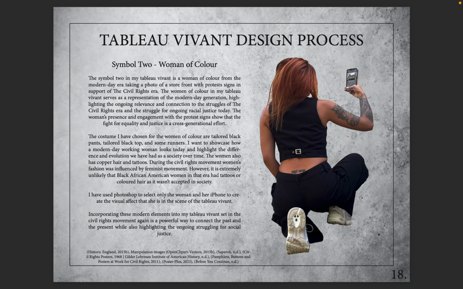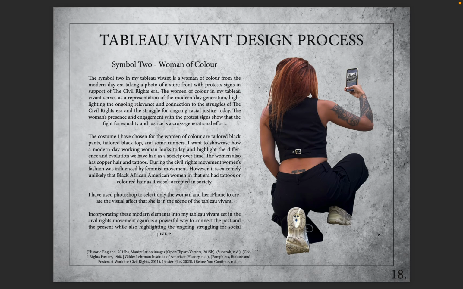The woman's presence and engagement with the protest signs show the fight for equality and justice is a cross-generational effort. The costume I have chosen for the woman of color is a tailored black pant, tailored black top, and some runners. I wanted to showcase how a modern day working woman looks today and highlight the difference and evolution we have had as a society over time. The woman also has copper hair and tattoos.